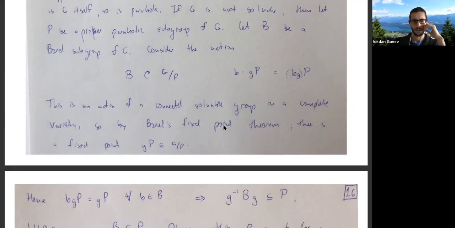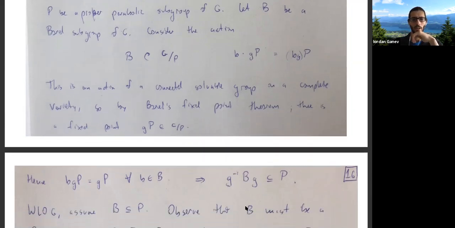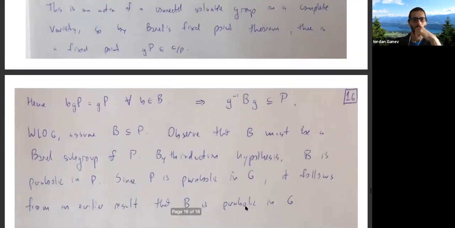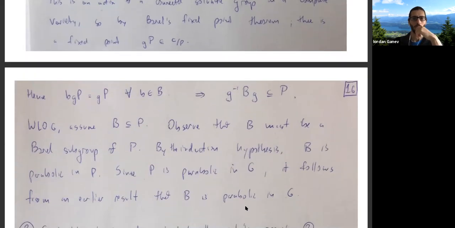So Borel's fixed point theorem allows us to conclude that a conjugate of B is inside of P. But we're not quite done. We still need to show that B is in fact parabolic inside G. And here we combine the induction hypothesis with the transitivity property that I stated earlier.